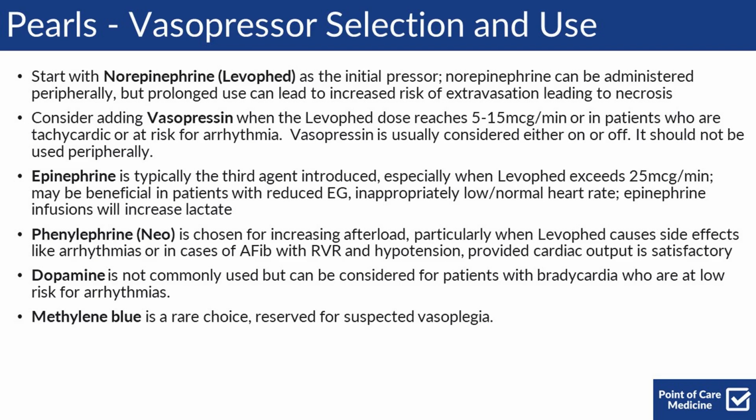Phenylephrine, or NEO, is chosen for increased afterload, particularly when Levophed causes side effects like arrhythmias or in cases of AFib with RVR and hypotension, provided the cardiac output is satisfactory. Dopamine is not commonly used, but can be considered for patients with bradycardia who are at low risk for arrhythmias. And methylene blue is a rare choice reserved for suspected vasoplegia.